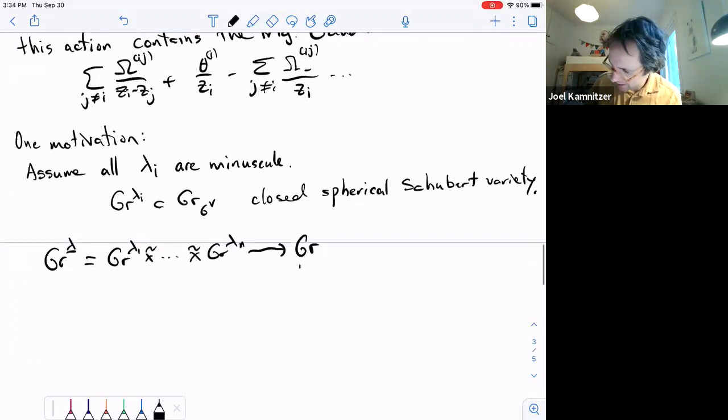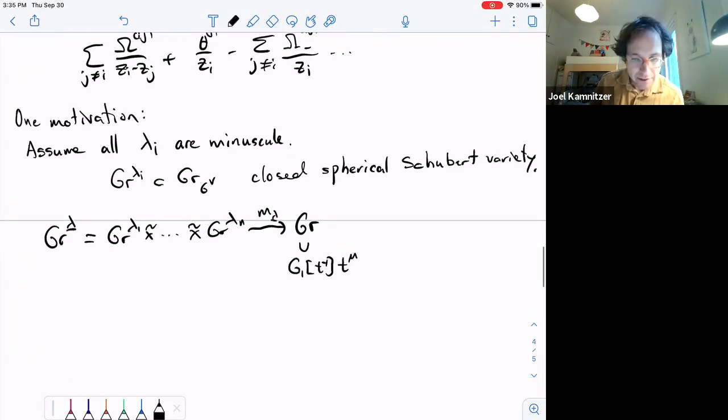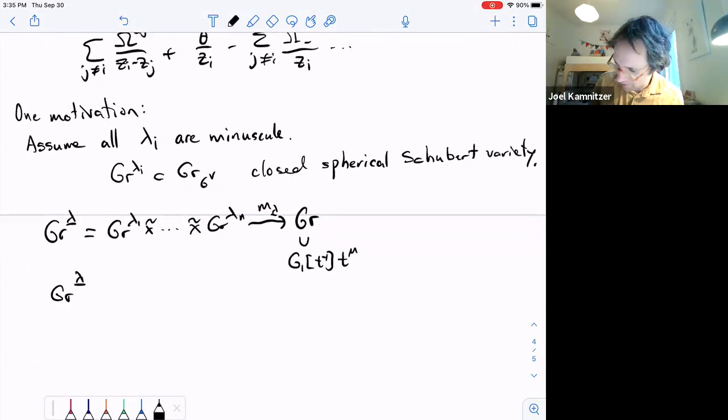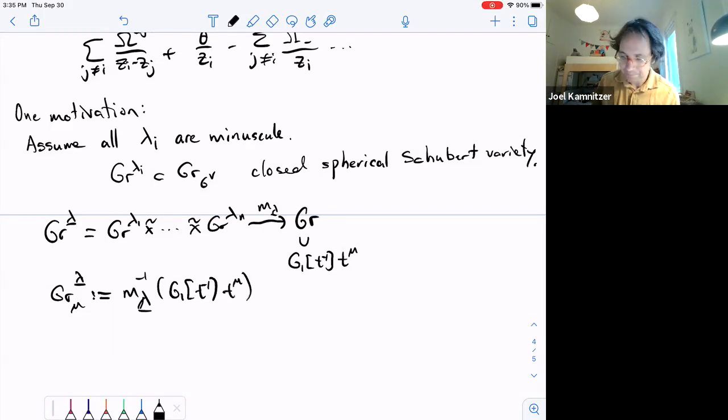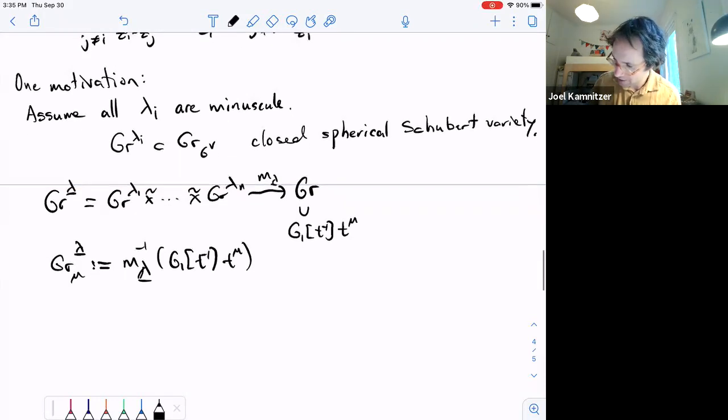So in particular, inside the affine Grassmannian, we consider this opposite finite codimension orbit of the group G1 T inverse. And then we pull back by this convolution map to define Gr lambda underline mu, the inverse image of the space. So under the hypothesis I said, this thing is going to be smooth, and in fact, it has the structure of a symplectic resolution.